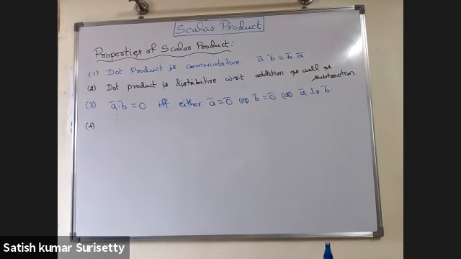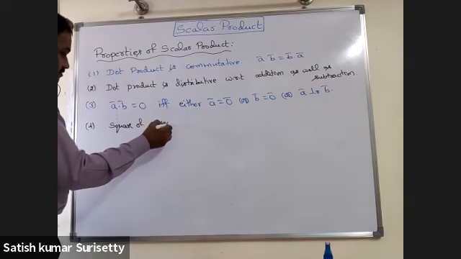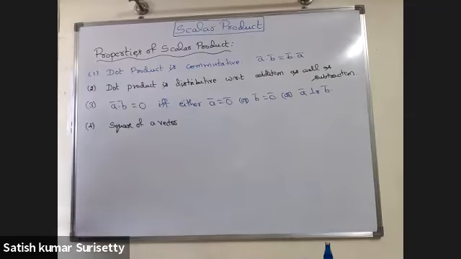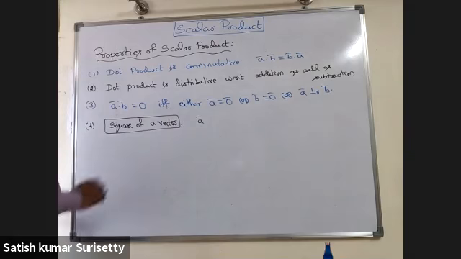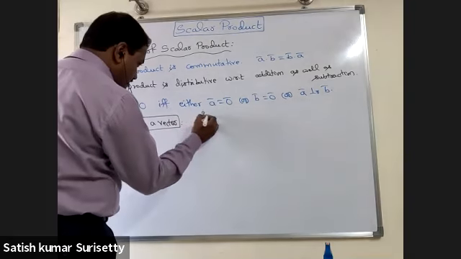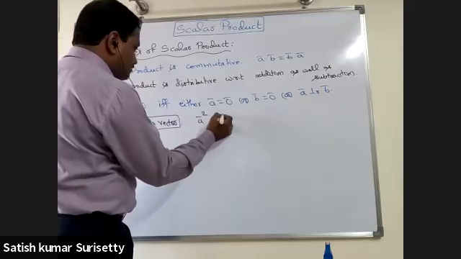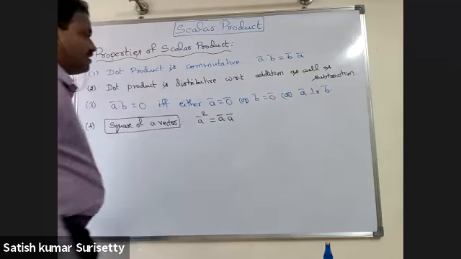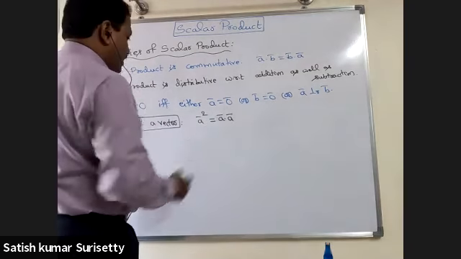Next, fourth property: square of a vector. So what is the meaning of square of a vector? A bar into A bar. That is, if A bar is any vector, then the square of the vector, A bar square, is defined as the dot product of the vector with itself. That is, A bar square is A bar dot A bar.